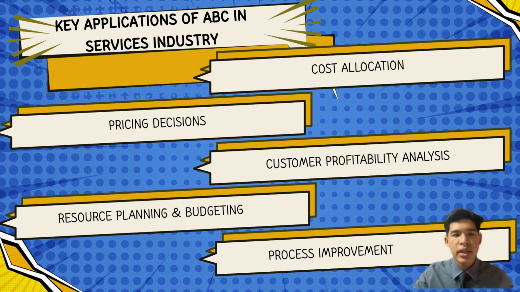Process improvement. Finally, ABC is great for process improvement. It shows which activities are taking up time or money without adding much value. This helps businesses fix bottlenecks, remove waste, and make their services faster and better.